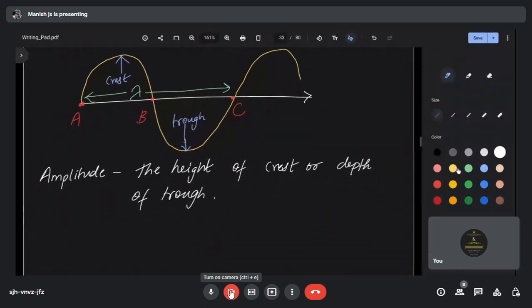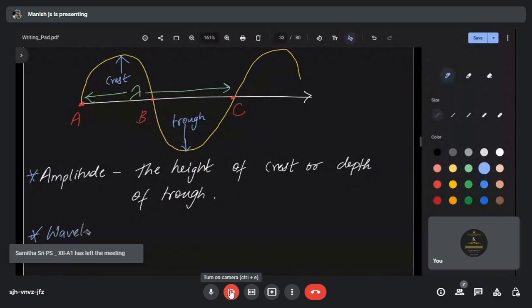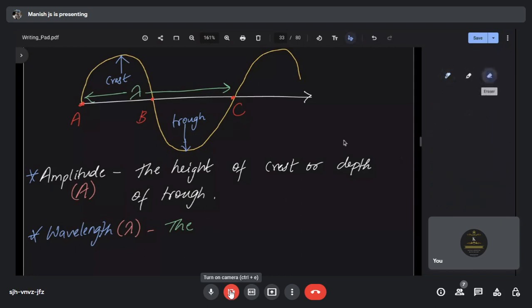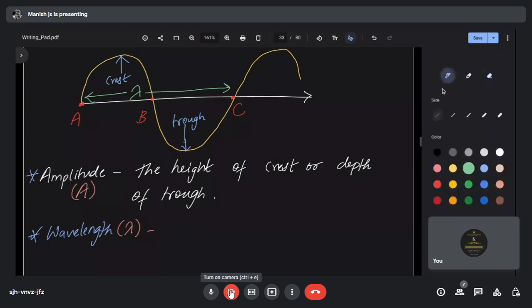So we have important terms that you should know. First is amplitude. Second is wavelength. For amplitude, the symbol is usually capital A. For wavelength, lambda is the symbol. So wavelength is the distance between two consecutive crests or troughs. We call that one wavelength. Okay.